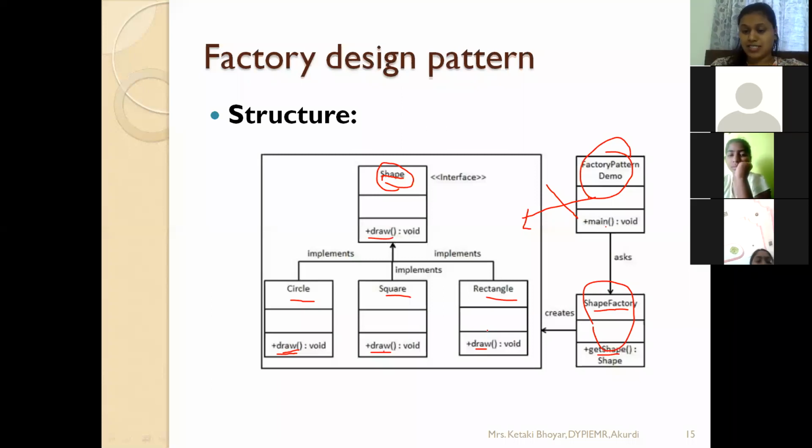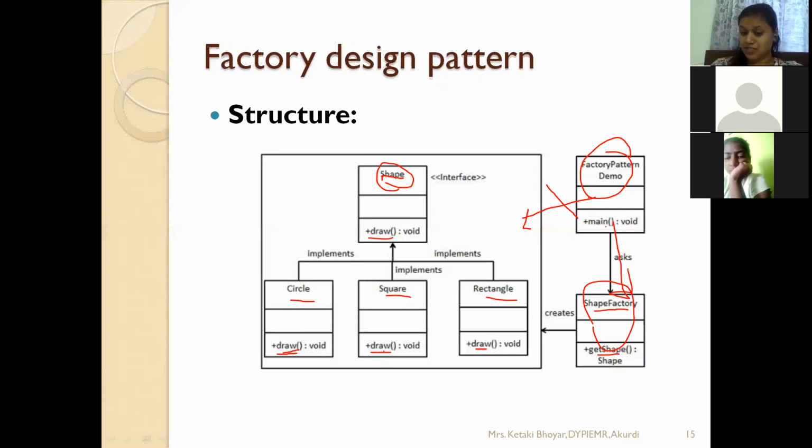Now if the client passes the shape as circle, then shape factory will create the object of this class circle, and it will implement the function of draw. Are you getting this? If the client passes the shape square, then the client will ask the shape factory class to implement the method of draw by passing the shape as square. Then shape factory will create an object of the class square, and it will implement the method draw for the shape square. Again, the same thing will be repeated for the rectangle.